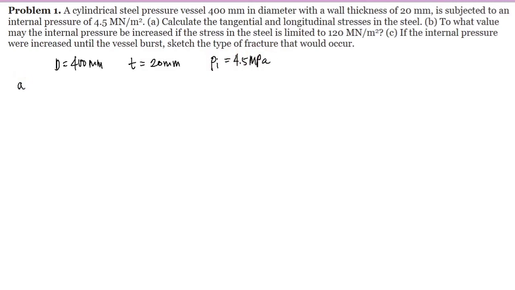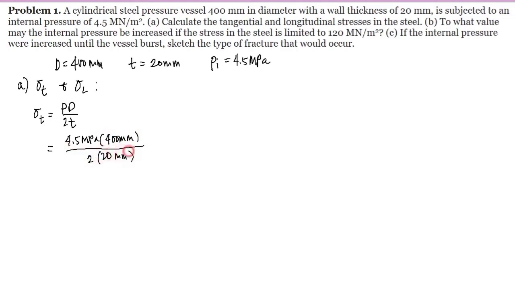So, for part A, we are asked to compute for the tangential stress and the longitudinal stress. For the tangential stress, we have the formula PD over 2T. So we have here P, that is 4.5 megapascal, multiplied by the diameter, that's 400 mm, over 2 multiplied by the thickness, 20 mm.